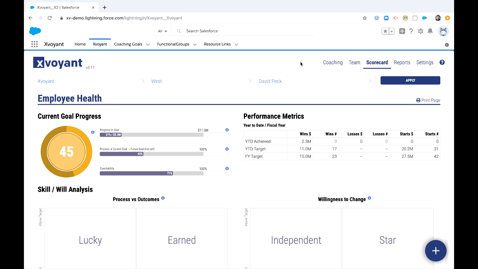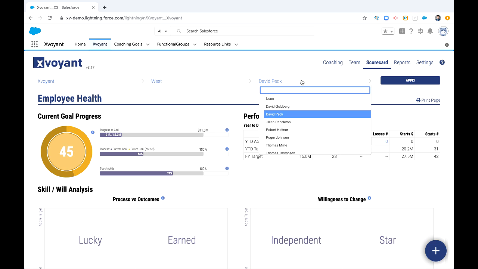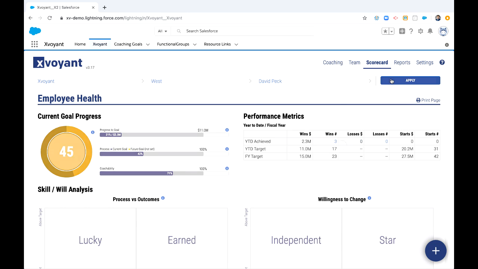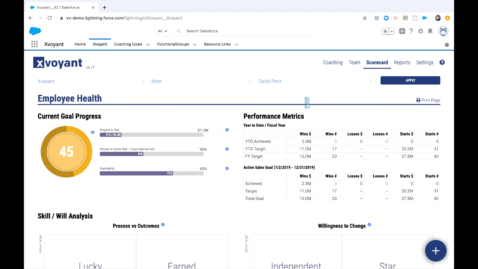In the scorecard section, you will find individual metrics for each one of your salespeople on your team. You'll be able to select amongst your team members by selecting the team member name and then pressing apply. This will pull all of the information for your team member from Salesforce and show it to you in a way that you can coach from.